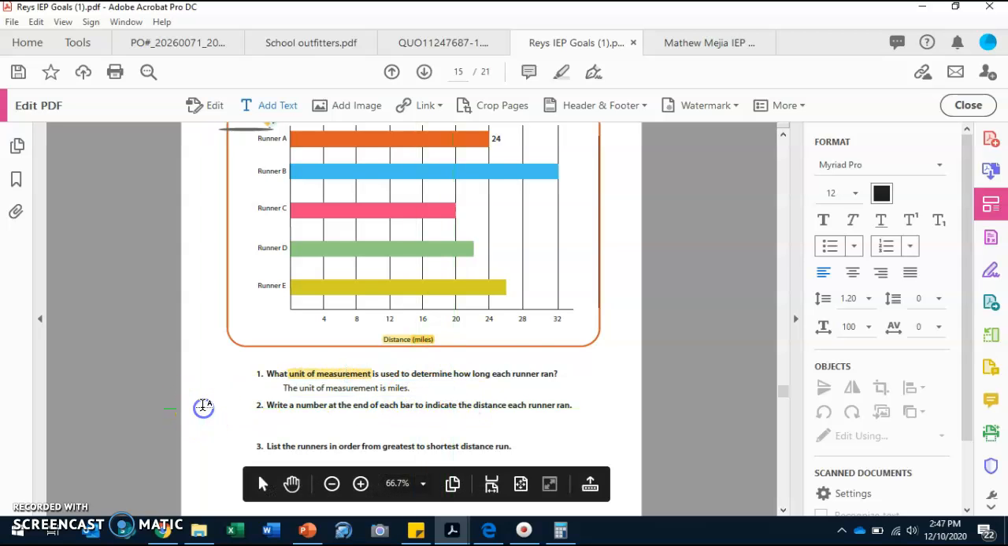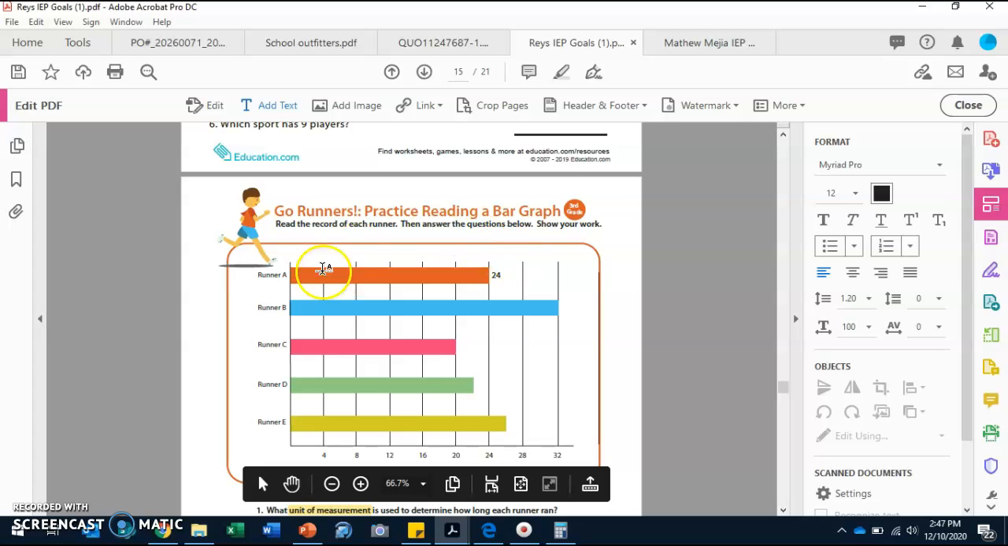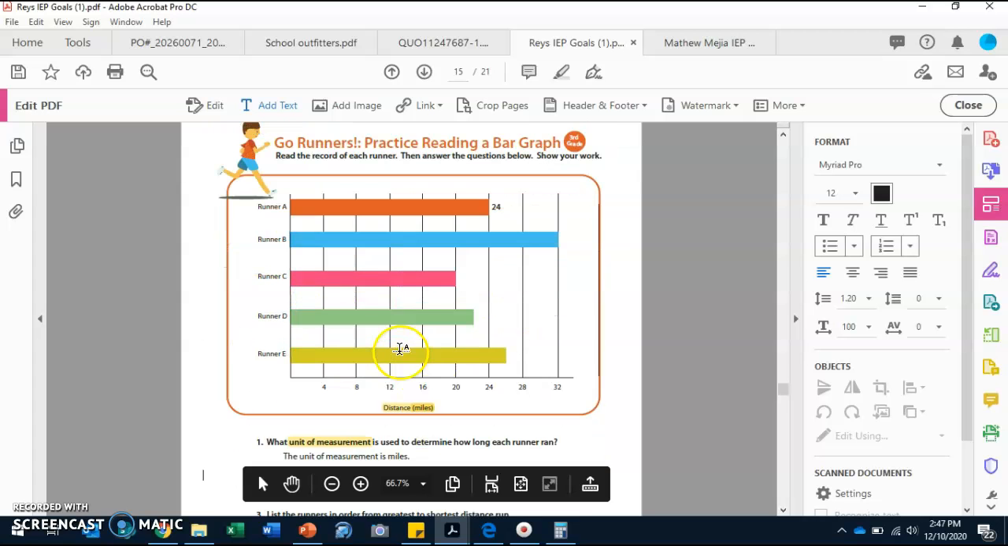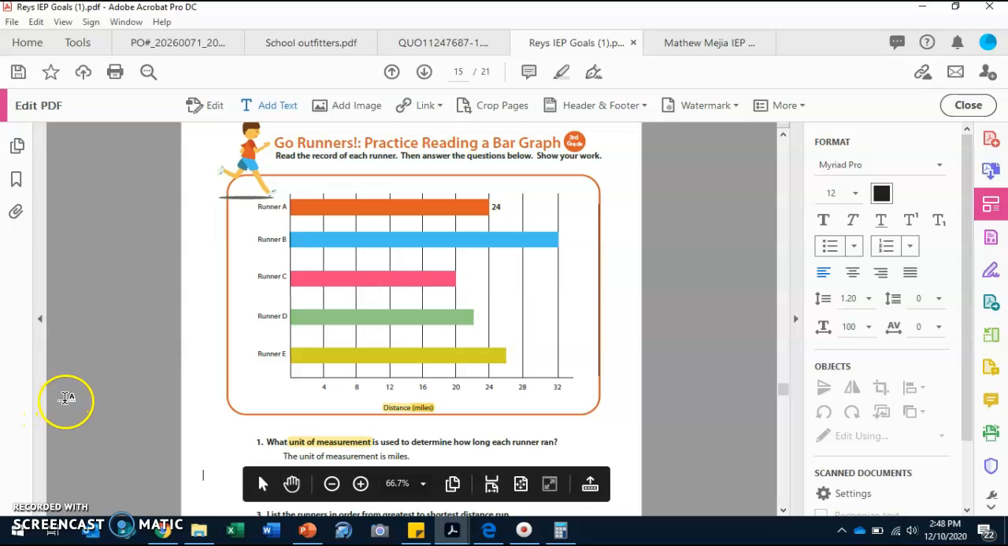Good job, Ray. Now you will be answering the next 4 on your own using this bar graph right here. All the answers are given to you in the bar graph. If you have any questions, please feel free to reach out. I am always here to help. When you are done with this worksheet, we will continue working on goal number 4.